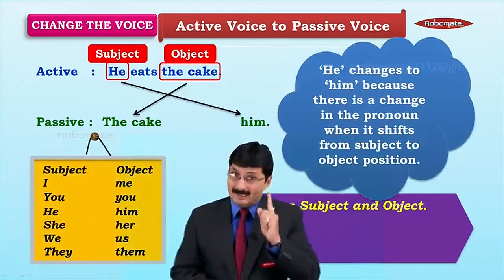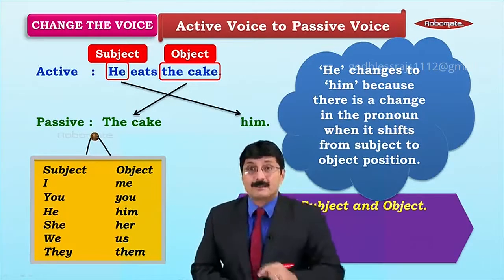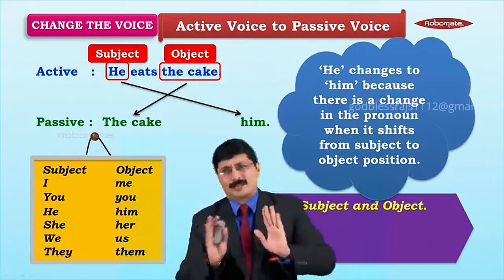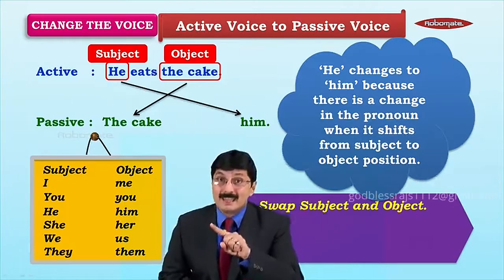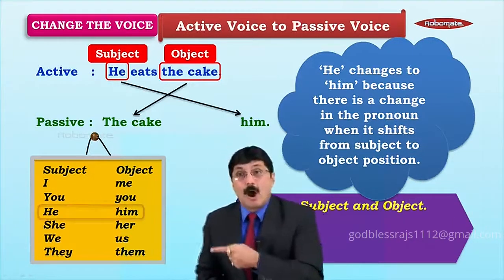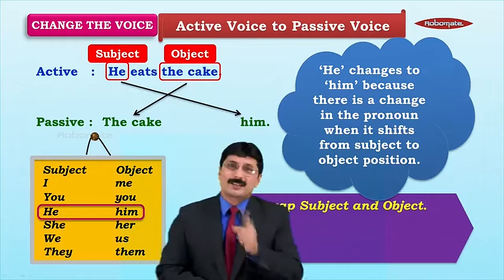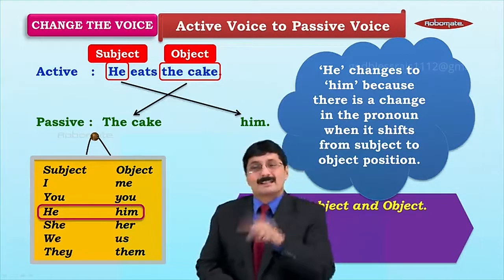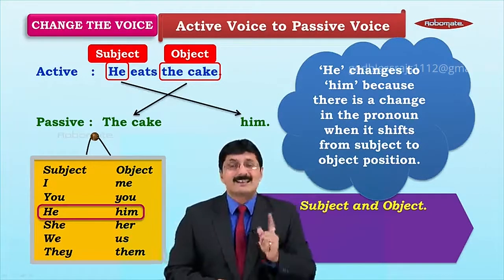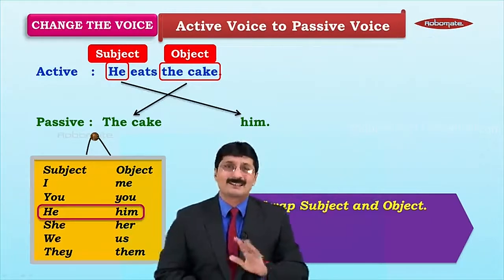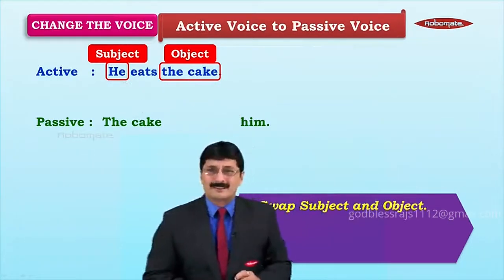See? Subject I, object me. Subject you, object you. Subject he, that means before the verb, object him. Subject she, object her. Subject we, object us. Subject they, object them. Let's move on with this.